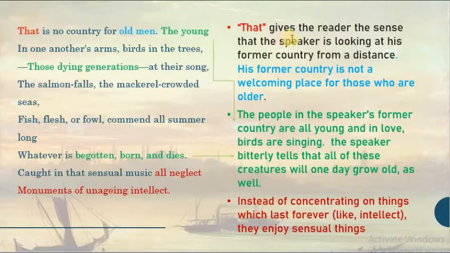"That" gives the reader the sense that the speaker is looking at his former country from a distance. That is no country for old men. Here the poet is talking about his own country. He refers to it as a place that is not suitable for old people. You remember that our poet wrote his poem when he was 61 years old, so he's already an old man. But he believes that his country is not suitable for old people like him.